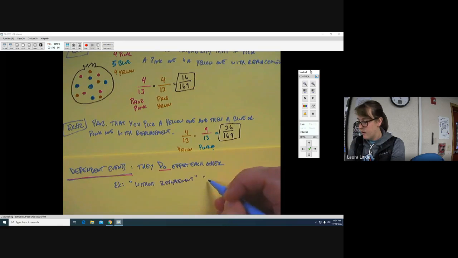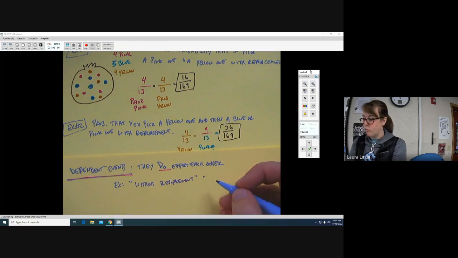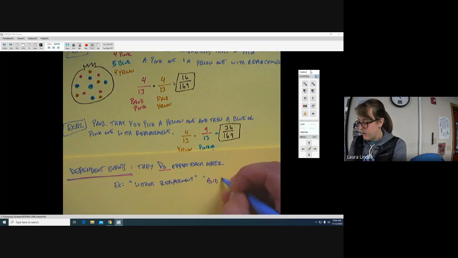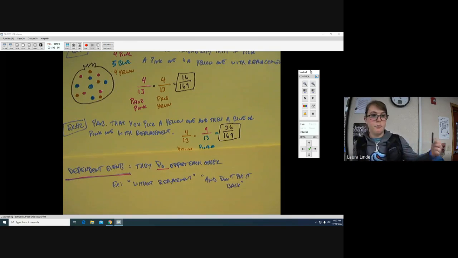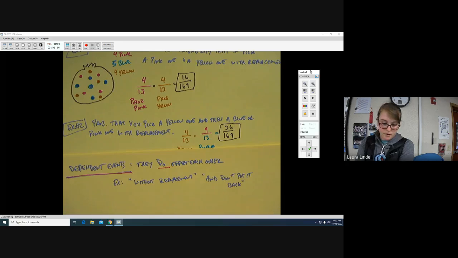Or things like then I don't put it back. So if you see the words without replacement or I did something and then don't put it back, those would be dependent events. So we're going to do the same kind of thing. You still multiply the probabilities. It just, your second probability is going to be affected by the first probability, by the first thing that you did. So here we go.